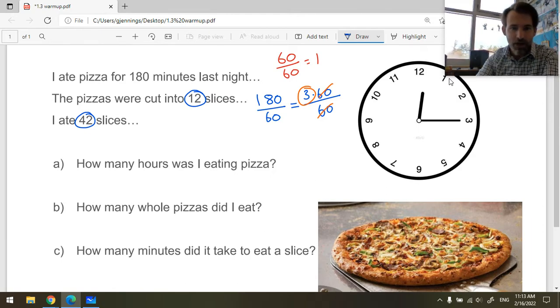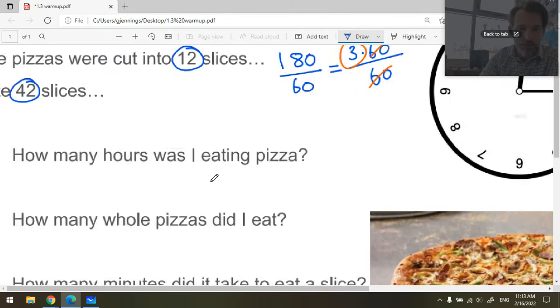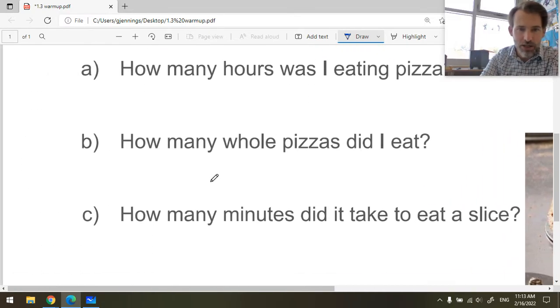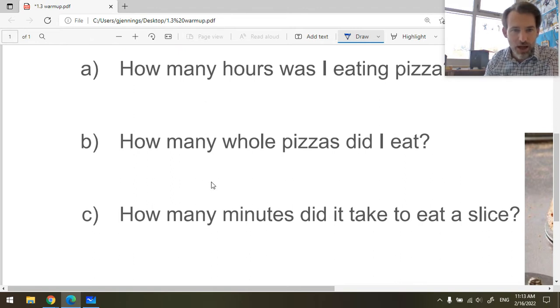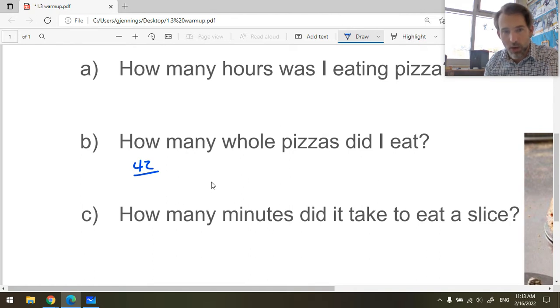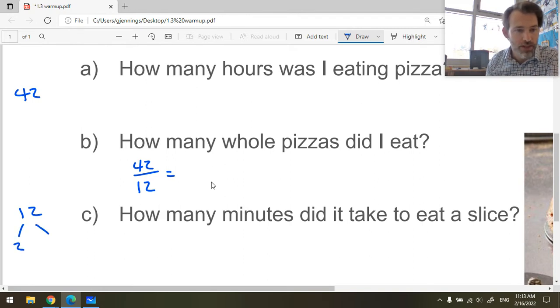So let's see. If we zoom in here, we're going to take these numbers and answer this question. How many whole pizzas did I eat? Well, I ate 42 slices, and there were 12 slices per pizza. So now let's write 42 another way. I'm going to do that up here. 42, and I'm going to write 12 another way. Okay, 12, I can write that as 2 times 6.